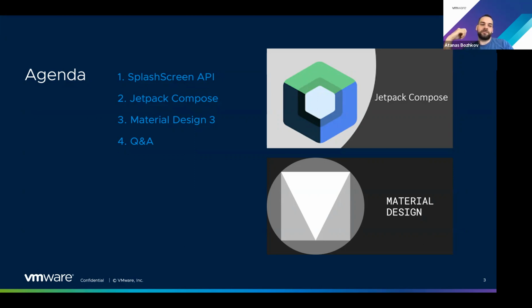And at the end, we're going to finish our UI talk with Material Design 3, or Material You, with dynamic colors and so on. So we are going to see how we can migrate from Material Design 2 or any other brand design that we have to the new one and implement the dynamic color feature.